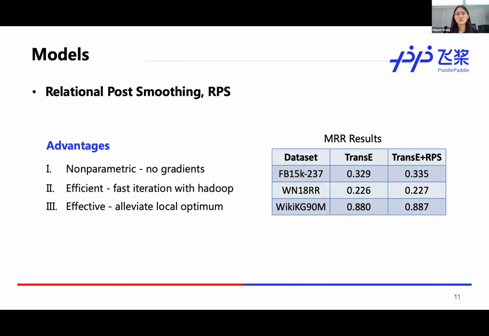This strategy has 3 advantages. First is non-parametric. There are no gradients or backward passes. And second, it is efficient, and we can quickly iterate 20 times on the WikiKG 90M dataset with Hadoop. And third, it is effective. We evaluated our proposed RPS method on 2 benchmark datasets, and the experimental results in this table show that it can help triplet-based methods break away from local optima and get better results.